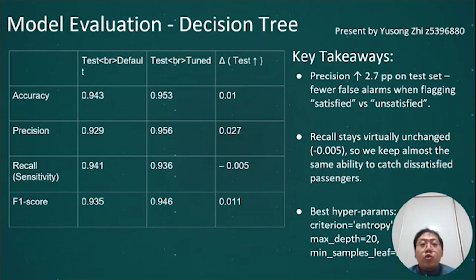For the decision tree, tuning entropy split, max depth is 20, while the samples per leaf is less than 5, yields a 2.7-point precision gain with recall virtually unchanged. We flag far fewer false positives without missing dissatisfied flyers. Accuracy rises by 1 point, confirming that this tuned tree strikes the sweet spot between complexity and generalization. This result is a clear, reliable rule set for targeting service fixes.